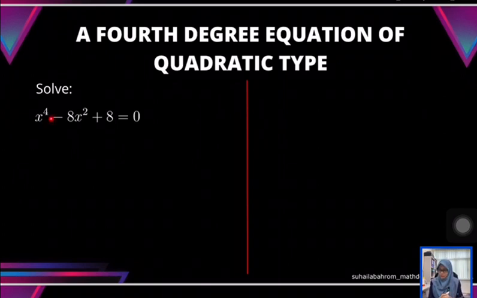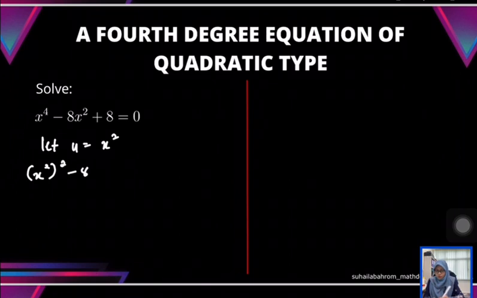Let's look at the first example here: x power of 4 minus 8x power of 2 plus 8 is equal to 0. So how can we solve this one? What we have to do first is let u be equivalent to x power of 2. When you let u equal x squared, you will put that x power of 4 as x power of 2 squared, minus 8x squared plus 8 equals 0.